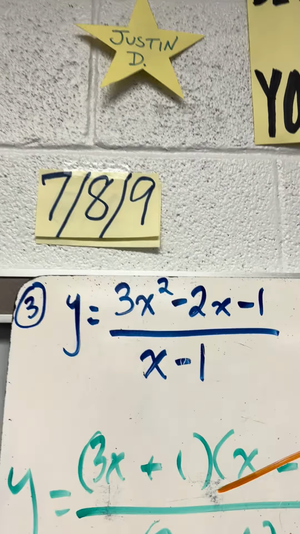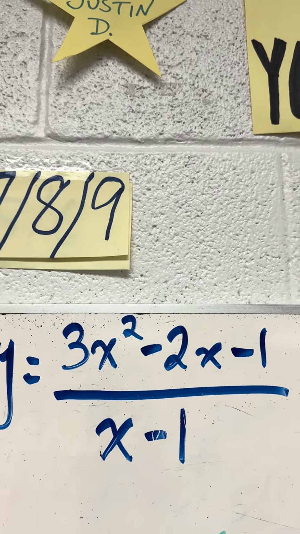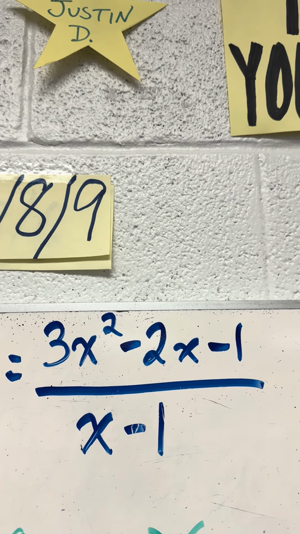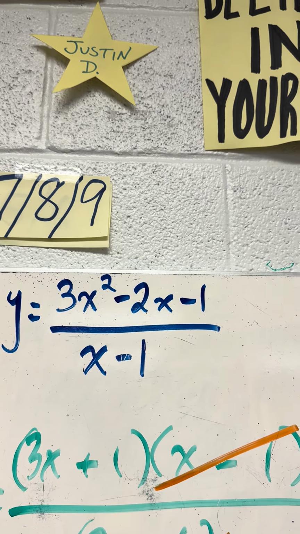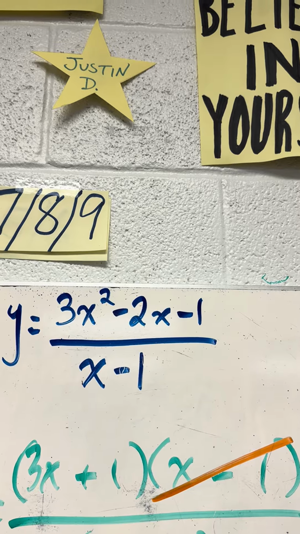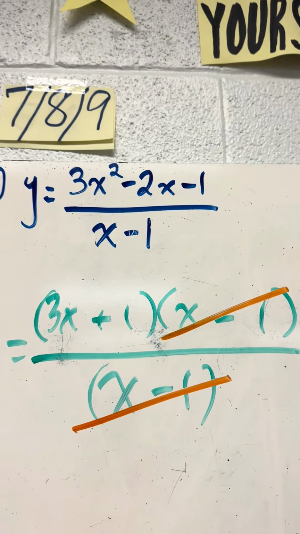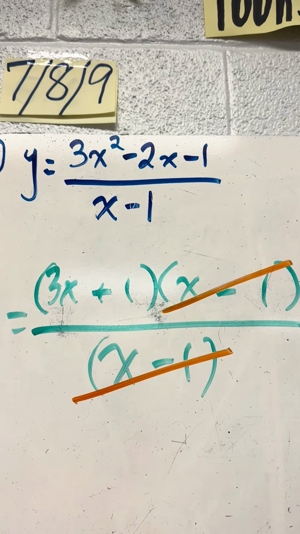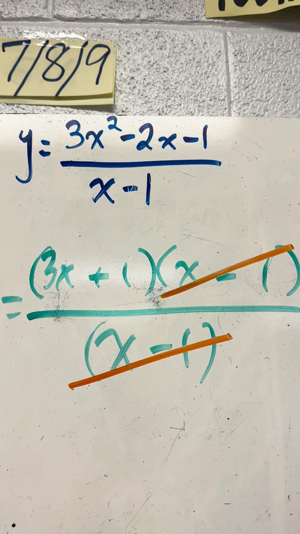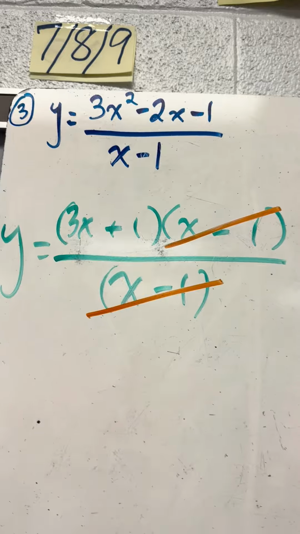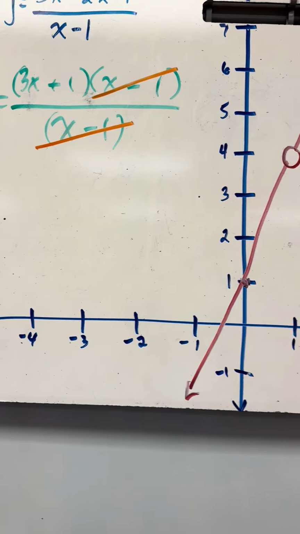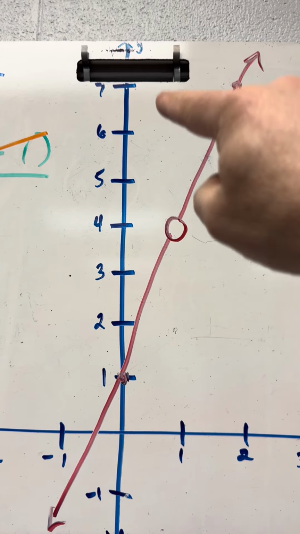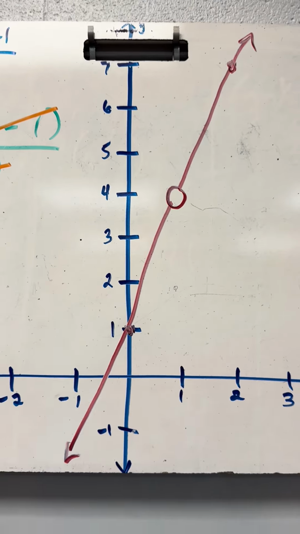Okay, now, here's the important concept of this video. All right, look what's going to happen here. First, I'm going to factor the top. 3x squared minus 2x minus 1. I'm going to factor to 3x plus 1 times x minus 1. And when that's over x minus 1, notice that the x minus 1's cancel. So what you have is the graph of 3x plus 1, right? You have a point at 1. You go up 3 over 1, up 3 over 1, right?